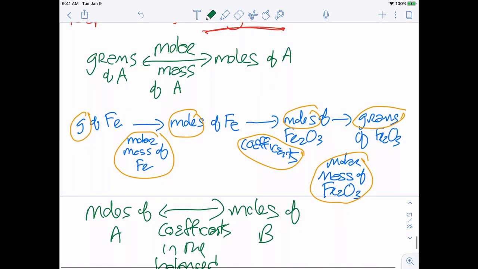So if I'm converting between grams and moles, I'll use the molar mass, right? If I'm converting between moles and moles, I'm going to use those coefficients, and then moles back to grams using the molar mass.